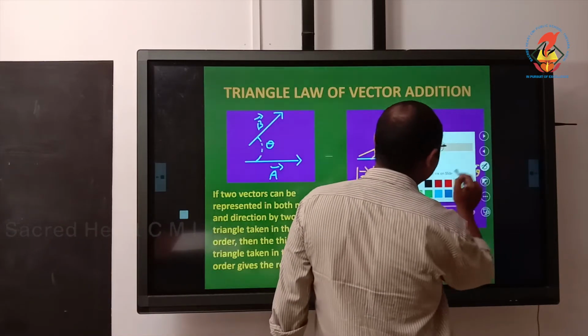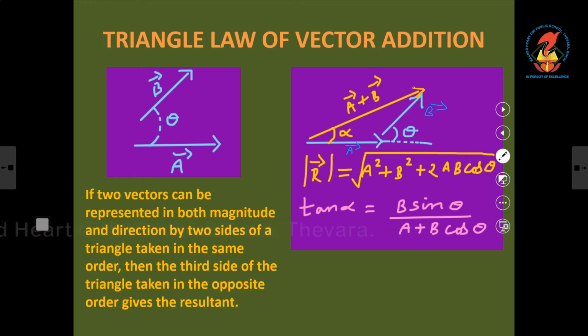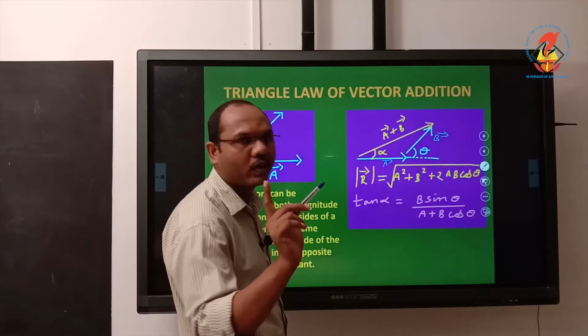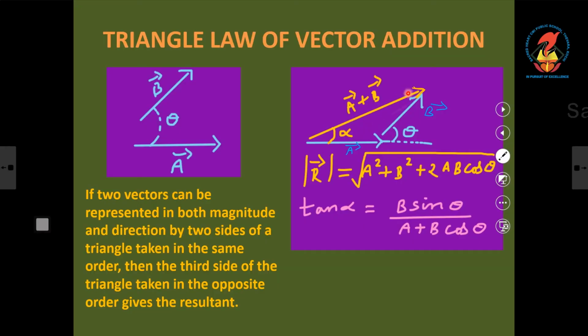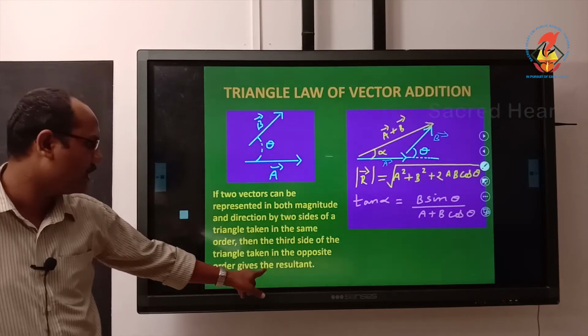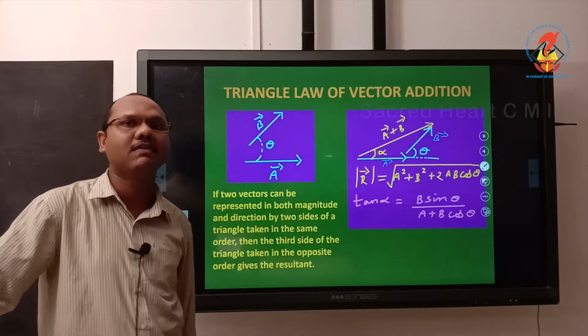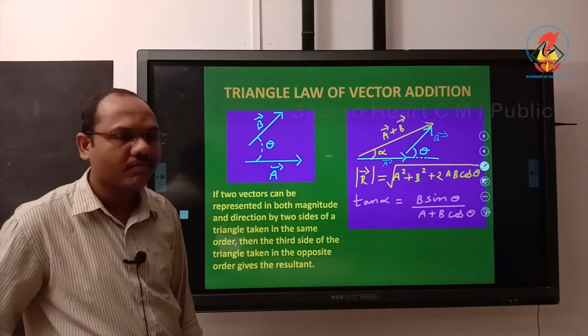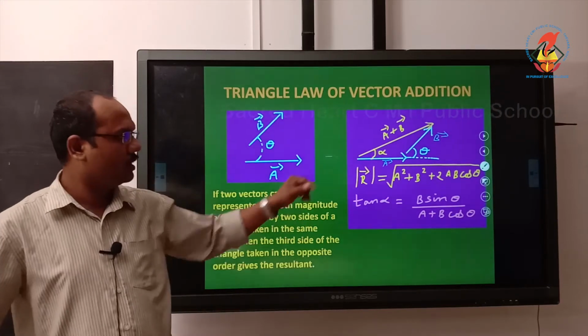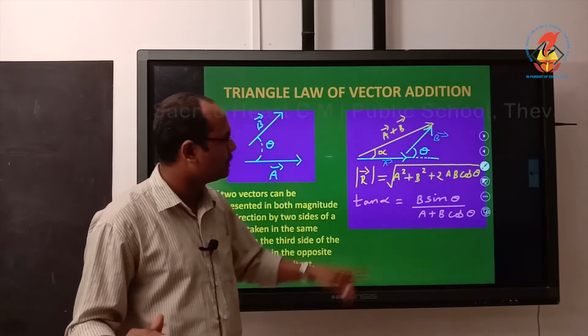See, first vector I draw it like this. Second vector I draw like this. Third vector you will prefer to draw in this way. That is the same direction. But I am not drawing like that. I am drawing like this, the opposite way. That is why it is told the third side is taken in the opposite order, which will give the resultant. Okay. So I'm just writing like that.